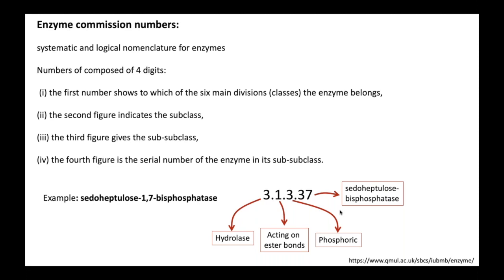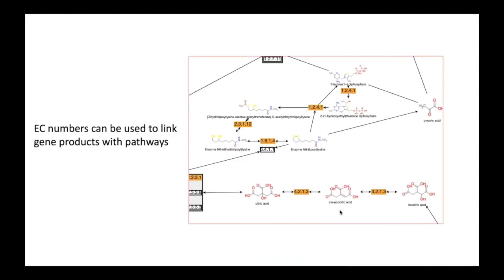But of course, this is error prone, right? There will be cases where there are EC numbers that are wrongly assigned and that wrong association will get transferred. So again, as a biologist, you always have to look at the results you're getting and determine whether you trust them or not. But these EC numbers then can be used.